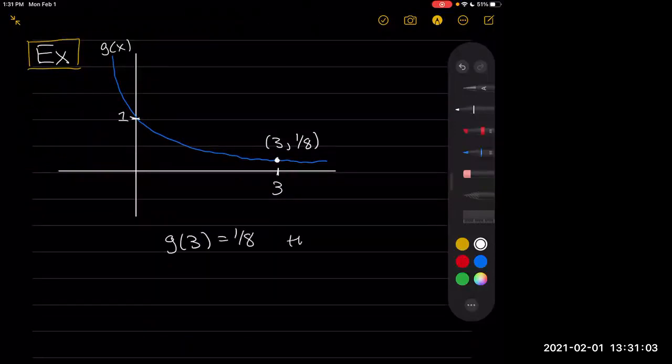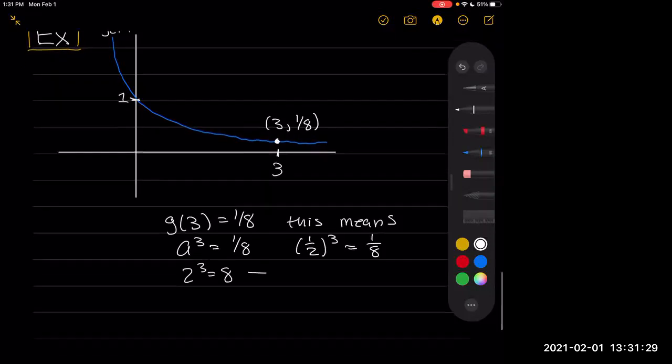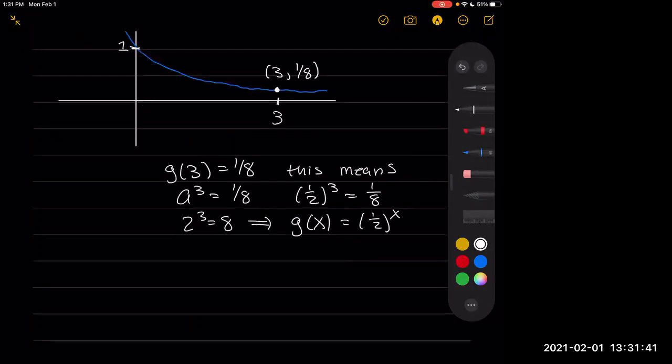So this means that a cubed equals 1/8. Well, then we can see that not 1/3, 1/2 cubed will give us 1/8 since 2 cubed equals 8. So that lets us know that g of x will be 1/2 all raised to the x. And now this can also be written as 2 to the negative x.